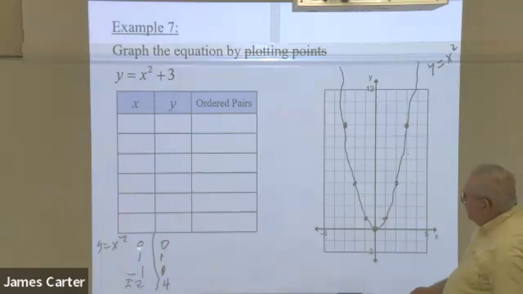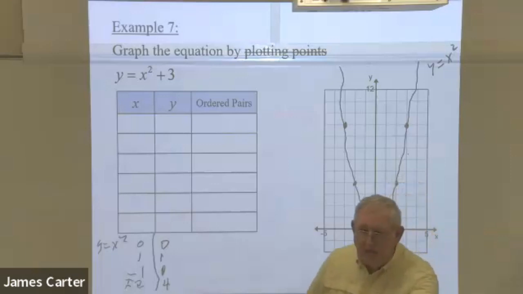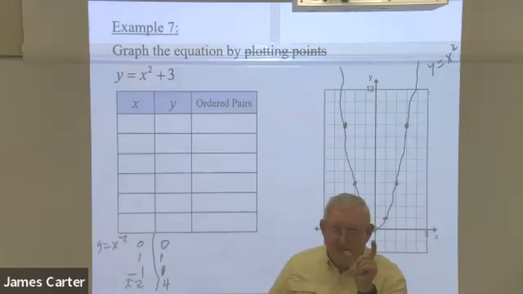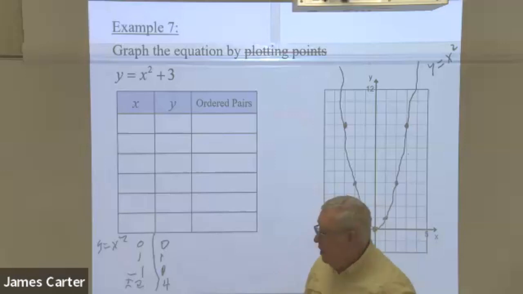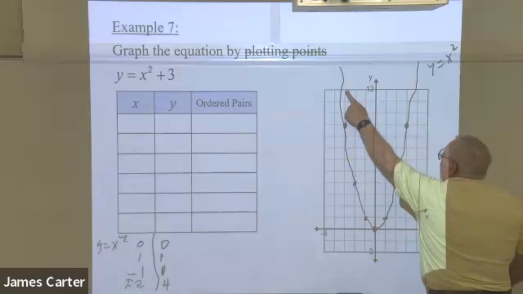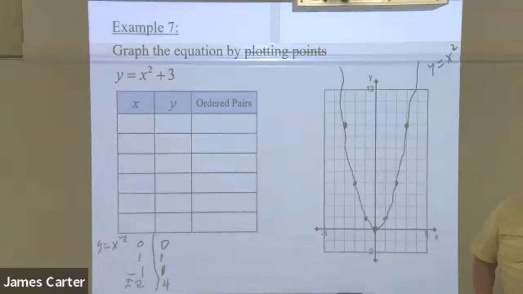This is an XY table for the equation y equals x squared. If you remember on that sheet you've got in front of you, there is a graph that shows you what y equals x squared looks like. The vertex of that parabola is at the origin, and it goes symmetrically on each side. The first point on each side is (1, 1) and (-1, 1). And I happen to have y equals x squared drawn here.